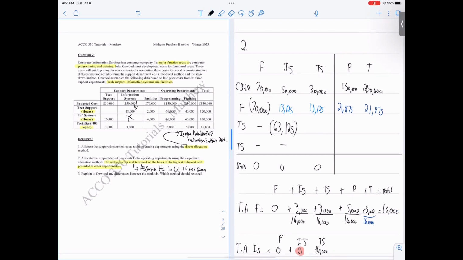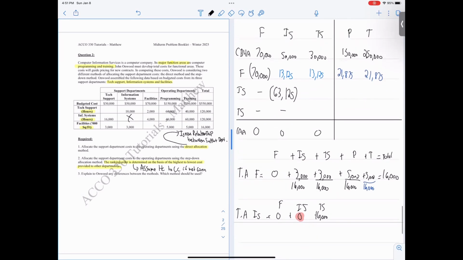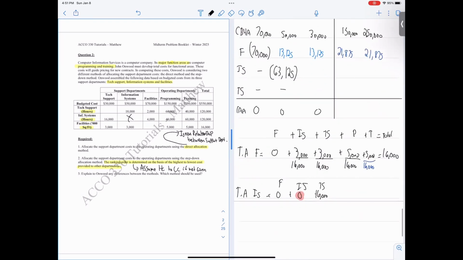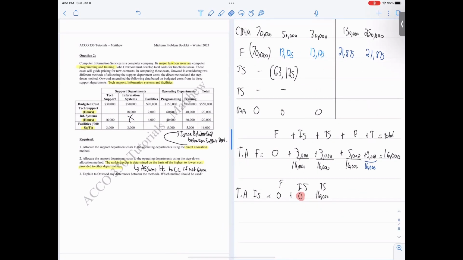This 18,000 we'll ignore when we're doing our total allocation for tech support. But guys, information systems does help tech, so they provide them 16,000 hours as shown right here. Then programming, then training, that gives us our total.